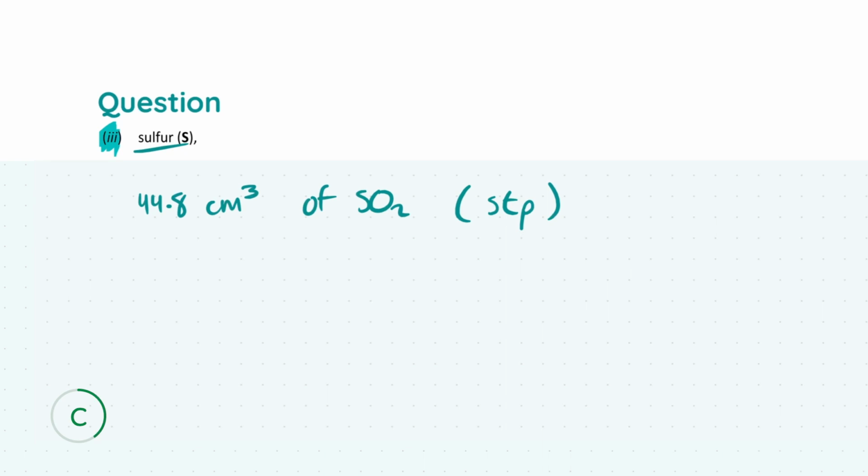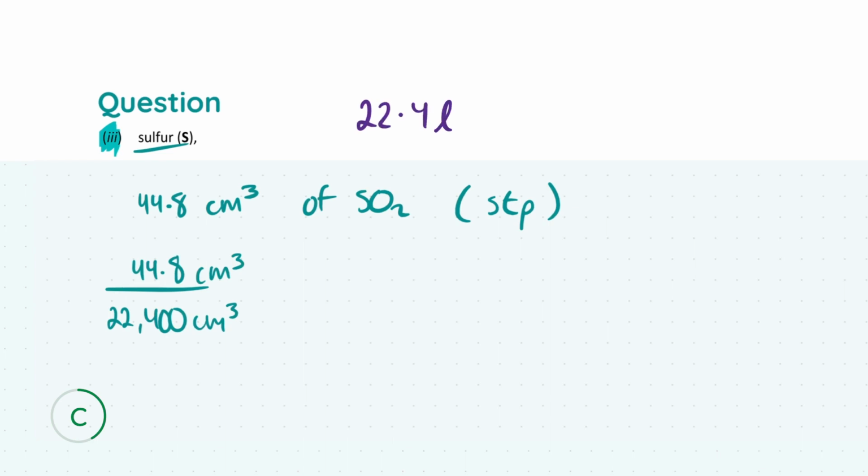So the way that we're going to do that is by dividing. We're going to have that 44.8 centimeters cubed, and this is centimeters cubed, should I say, divided by the molar volume. In this case, the molar volume is going to be 22,400 centimeters cubed. And I'll just write it up here as well, this is also known as 22.4 liters. There's a couple of different ways you can do it, but we're just converting between liters and centimeters cubed in this case. So it's going to be 22,400 centimeters cubed.